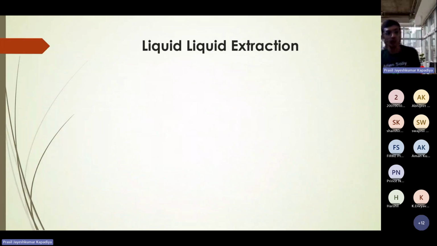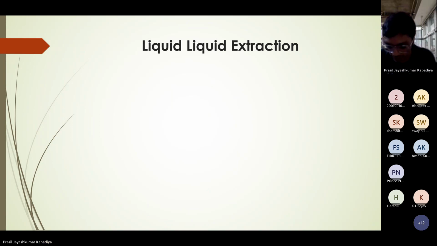Now let's move towards liquid extraction. Does anyone know what is liquid extraction? When do we use liquid extraction? Basic. Okay, no one wants to say.